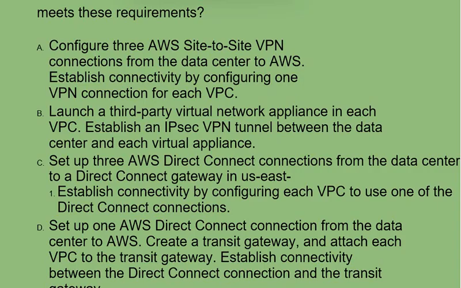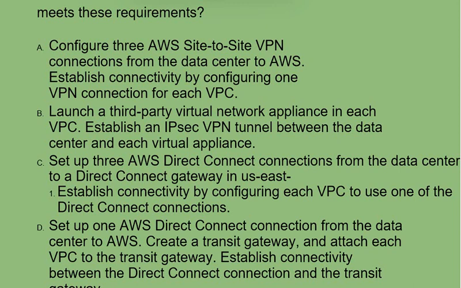Option C, set up three AWS Direct Connect connections from the data center to a Direct Connect gateway in US East. Establish connectivity by configuring each VPC to use one of the Direct Connect connections.